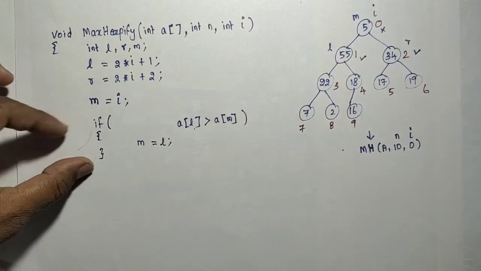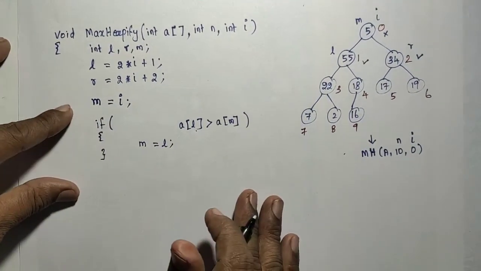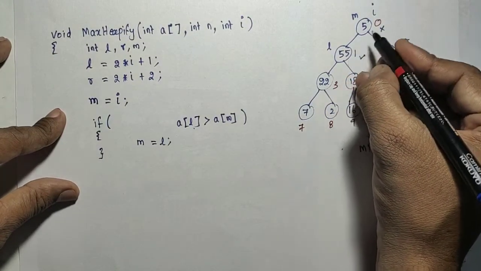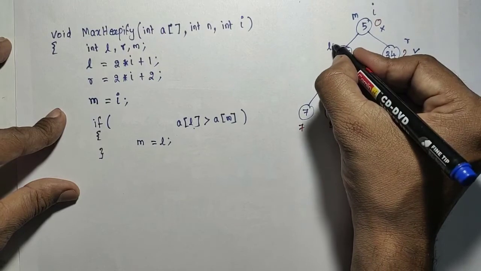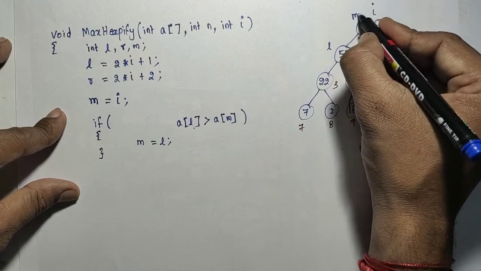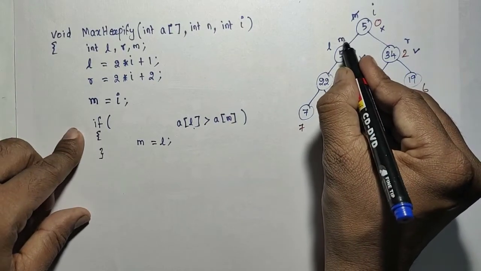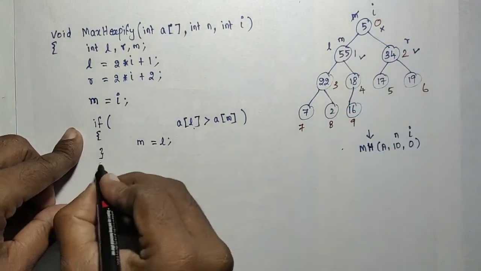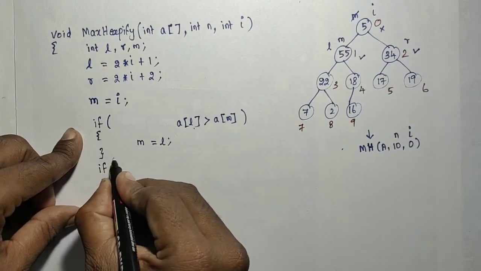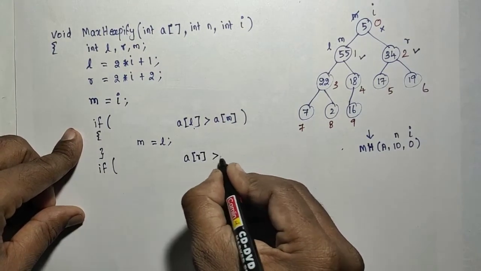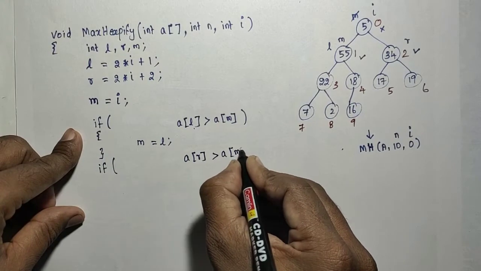Then after that, 55 is the maximum, so M is marked and moved to here. After that I need to compare this M with R. So I need to do this if: A of R is greater than the current maximum.